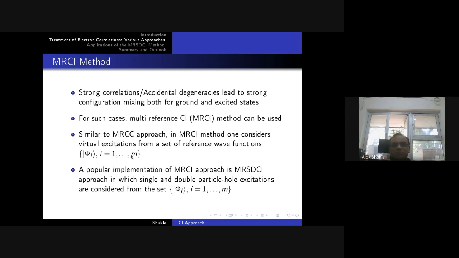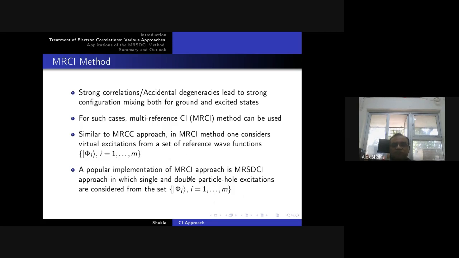Let's say m of them. Then you have to consider all the virtual excitations, that is singles, doubles, whatever, from all of those. And sometimes when you have multiple configurations, you may get duplicate configurations. So your computer program has to be smart enough to rule out the duplicate configurations and come up with a CI expansion for the multi-reference case.